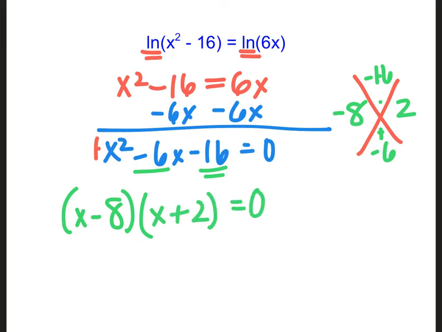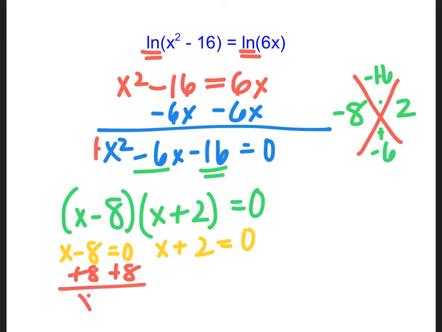Remember, from here, you're going to set each of those factors equal to 0. So I have x minus 8 equals 0 and x plus 2 equals 0. And then we're just solving for x. So I'm going to add 8 to both sides. I get x equals 8. I'm going to subtract 2 from both sides, and I get x equals negative 2. Now here are my 2 solutions.